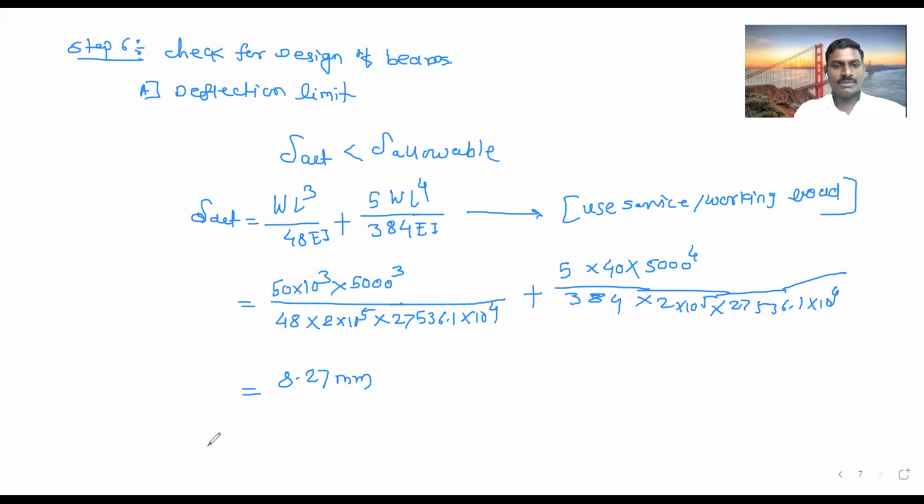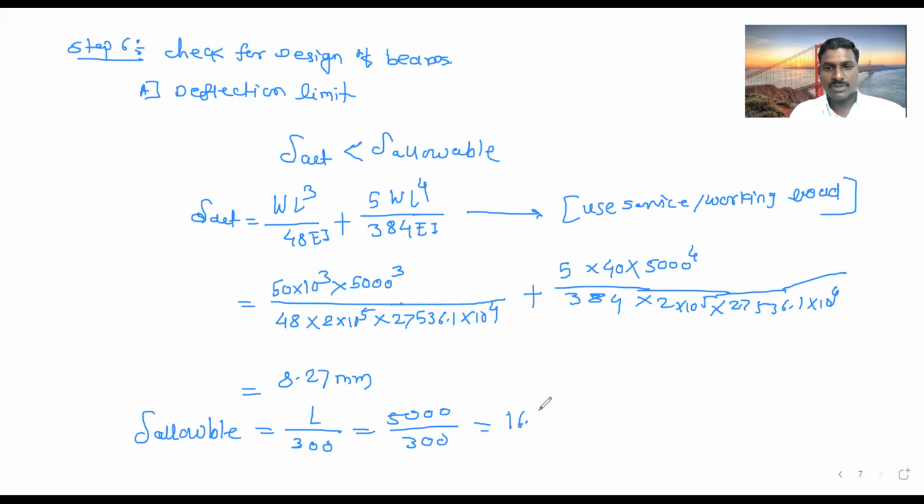So 8.27. Now again we have to calculate delta allowable. What is the formula for delta allowable? L upon 300. L is 5000 divided by 300. So how much? 16.66 mm. Now see this.